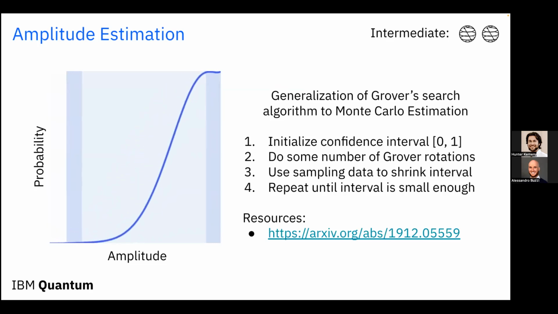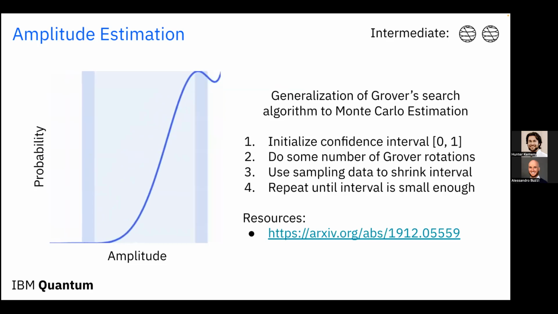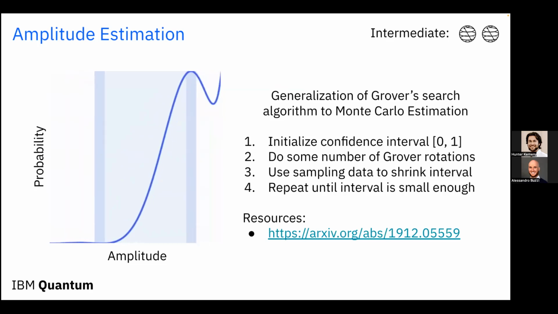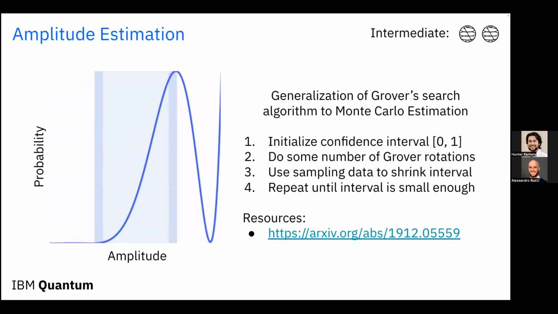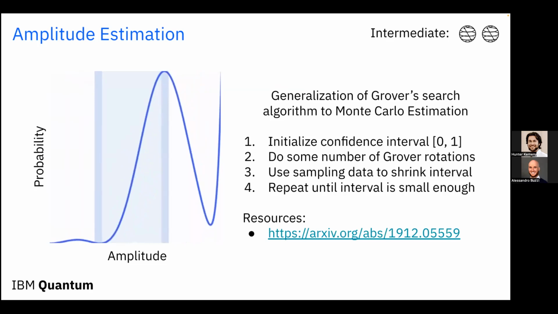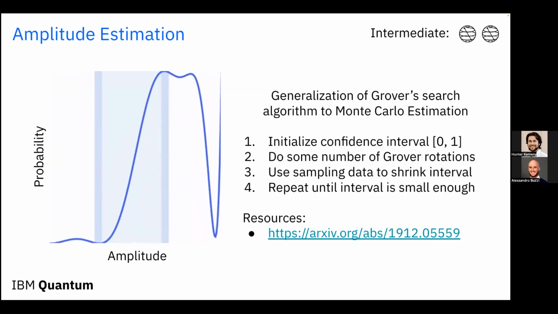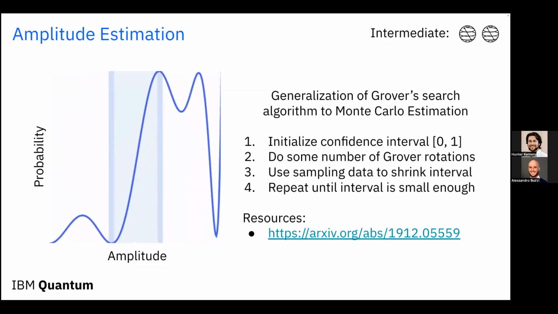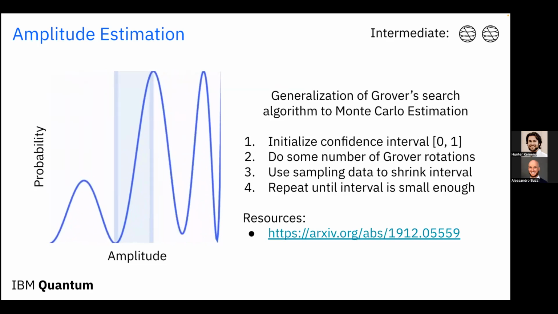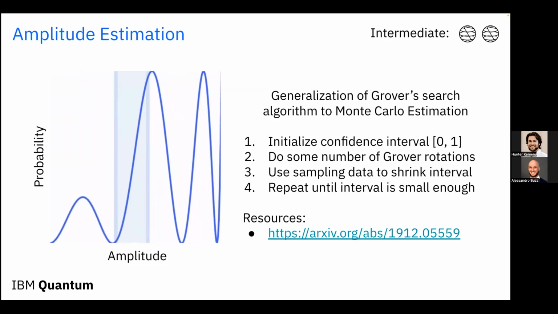So say you have some kind of quantity that you're estimating by taking the average of very many shots. That's a very common situation in Monte Carlo. Well, any such situation can be sped up quadratically in the accuracy using this amplitude estimation procedure. So it's very widely applicable.